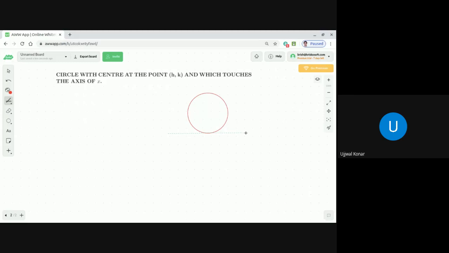So suppose this is x-axis and this is y-axis, correct? And this is the center. So if this is origin, then this is x-axis, this is x dash, this is y, this is y dash. Okay. And what is the center? Center is at the point C with coordinate h comma k.